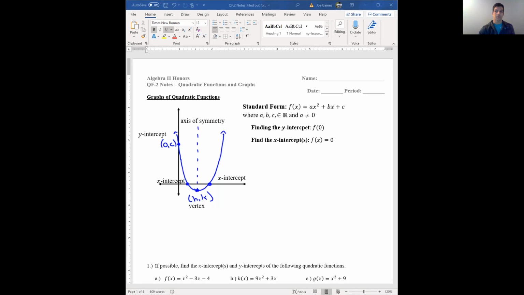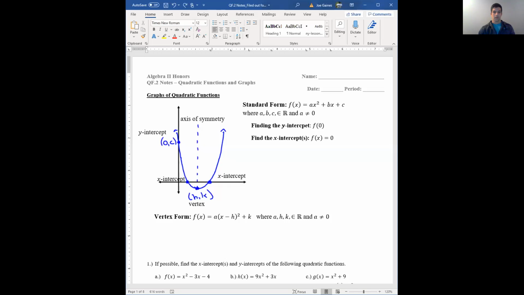We have standard form. We also have what's called vertex form. So vertex form of a quadratic function is when f of x is equal to a times the quantity x minus h squared plus k, where a, h, and k are all real numbers and a is not equal to 0. So this is actually a form that we've seen before. We've talked about this back in the unit when we dealt with transformations.